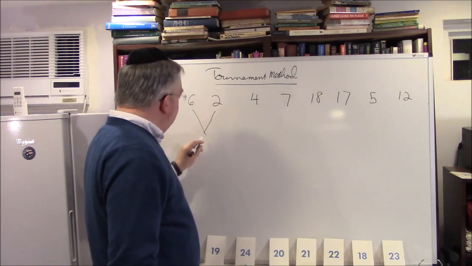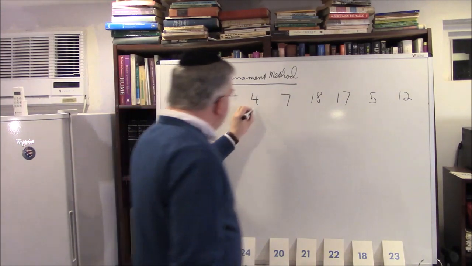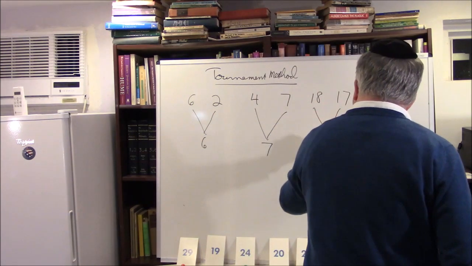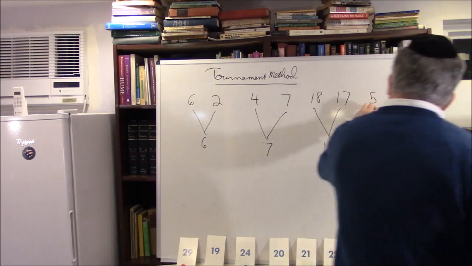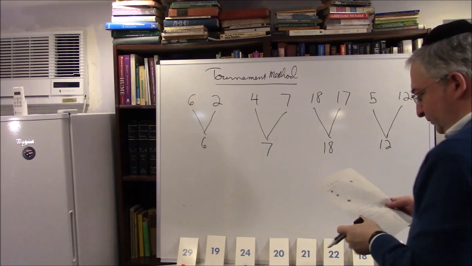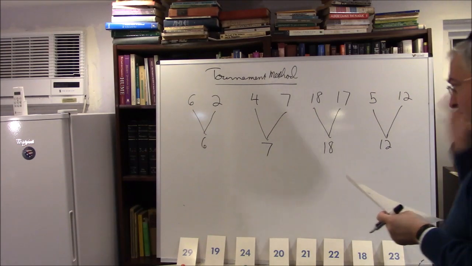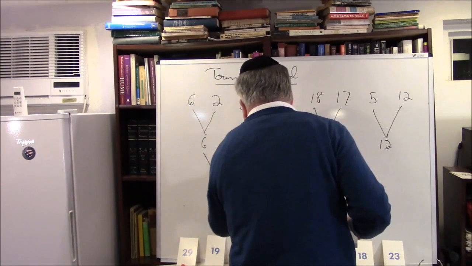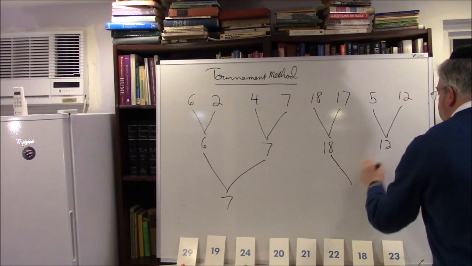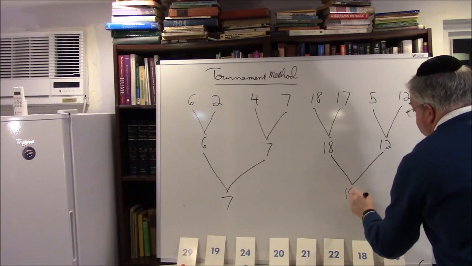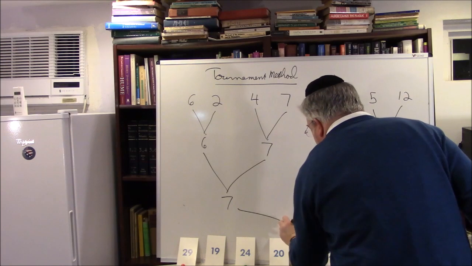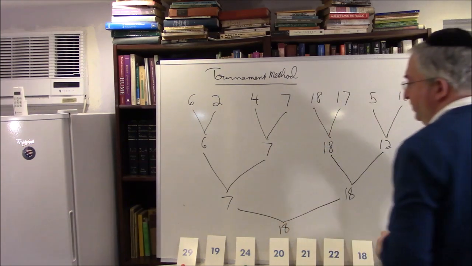6 and 2 can fight it out, 6 is larger. 4 and 7 can fight it out, 7 is larger. 18 and 17 can fight it out, 18 is larger. 5 and 12 can fight it out, 12 is larger. Okay, great. Then you have the winners play each other. 6 and 7 fight it out, 7 is larger. 18 and 12 fight it out, 18 is larger. And finally you have 18 and 7 fight it out, the match championship, and 18 is larger.